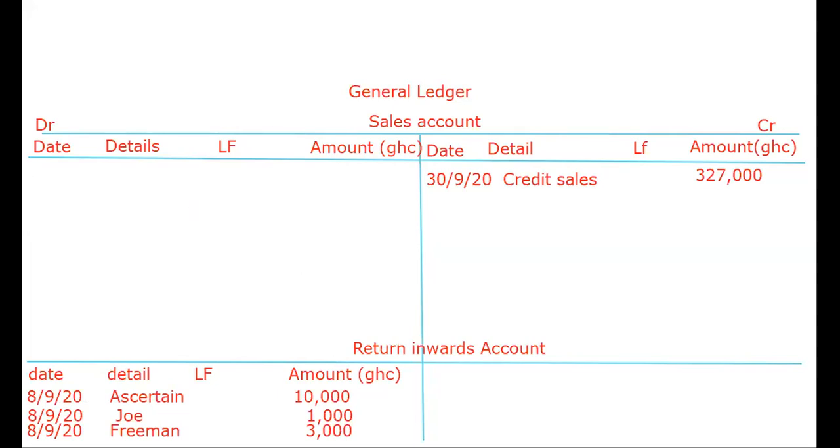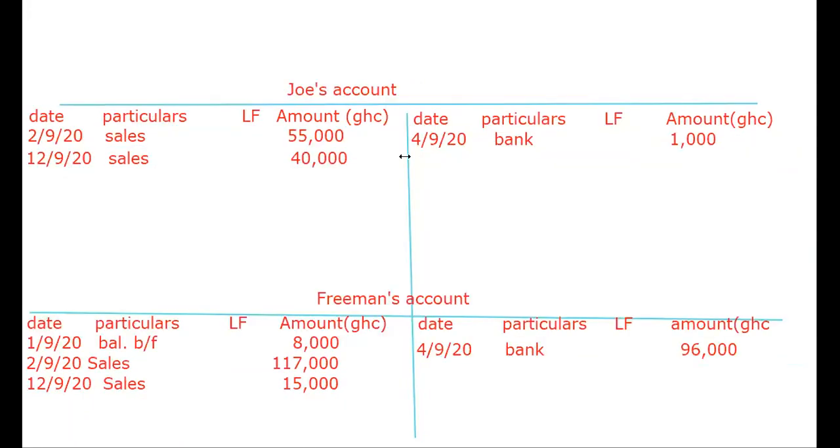So let's go to their accounts to fulfill the double entry. We have Joe on the 8th of September, return inwards. How much was it, Joe? 1,000. Who else? Freeman, 3,000.